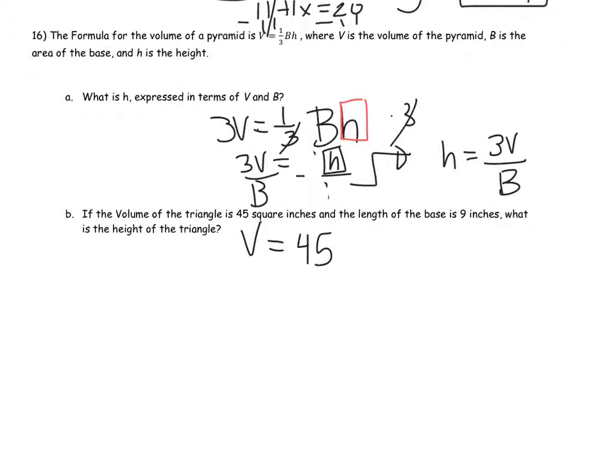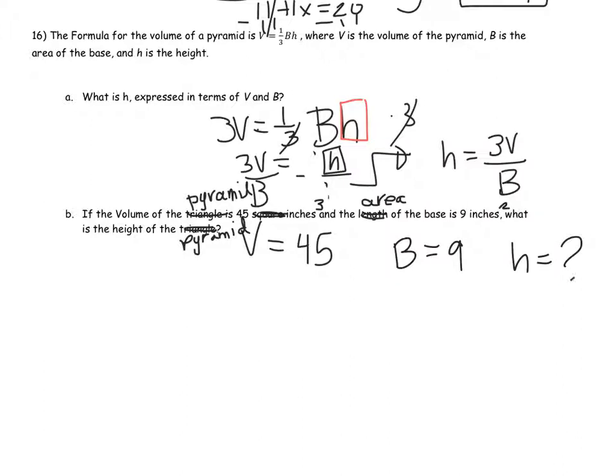So if the volume of the pyramid is 45 inches, and the length of the base, all right, typo alert. This should say if the volume of the pyramid is 45 inches cubed and the area of the base is 9 inches squared, what is the height of the pyramid? So the volume is 45. The area of the base, that's the B, is 9. And we're trying to find the H.